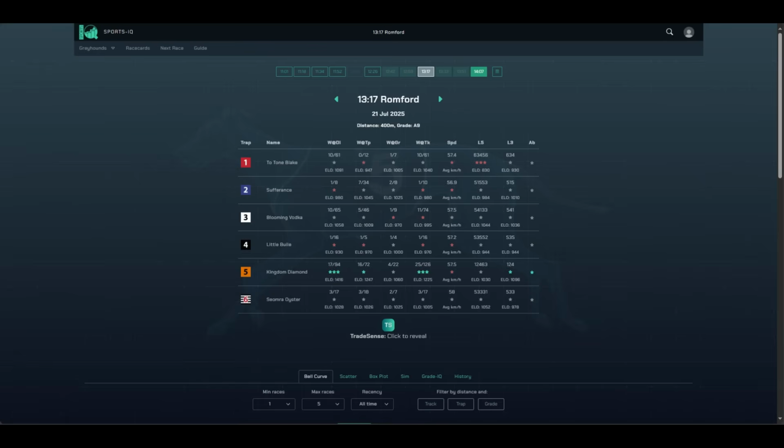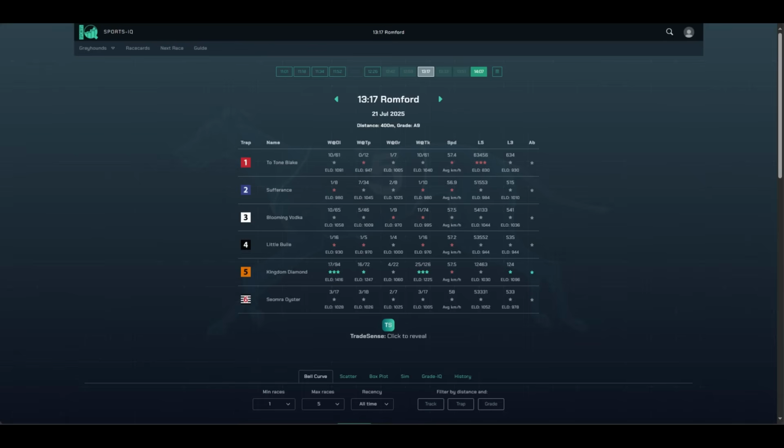Despite boasting an ELO of 1091, its recent form was erratic. It's got 0 wins in 12 trap attempts and only 1 win from 7 at this grade. Combine that with poor last 5 finishing positions, this dog looks like a serious vulnerability.